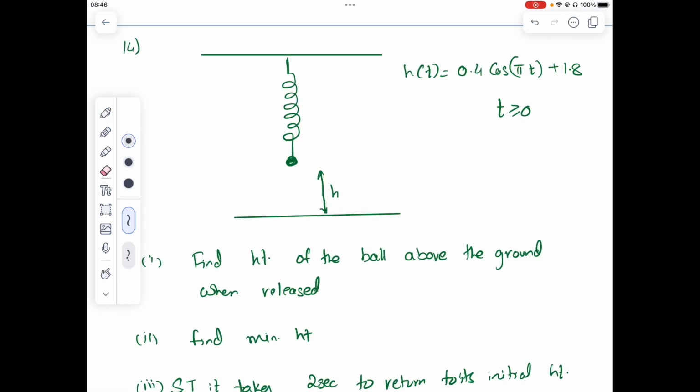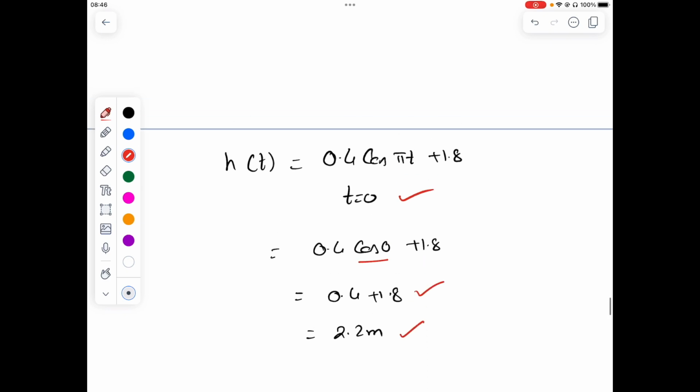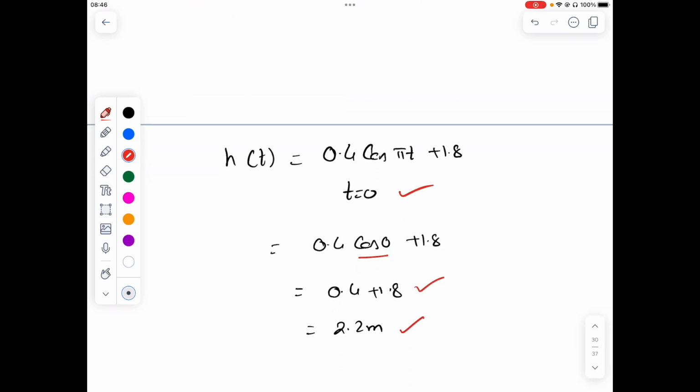So this is question number 14. It is asking to find the height of the ball above the ground when it is released. When it is released means the time has to be 0, the starting time has to be 0. So therefore I plugged in t equals 0. Cosine 0 is 1. So 0.4 plus 1.8, which is 2.2 meters. So when it is released, it is 2.2 meters. That's going to be the answer.